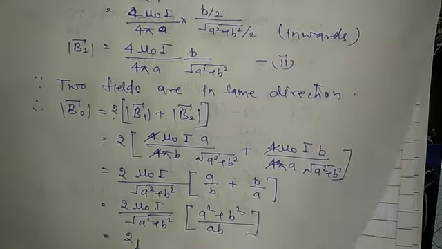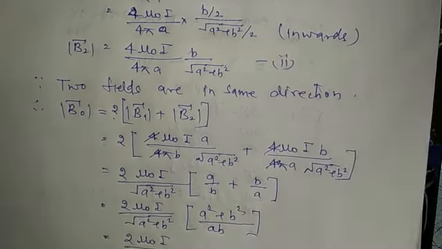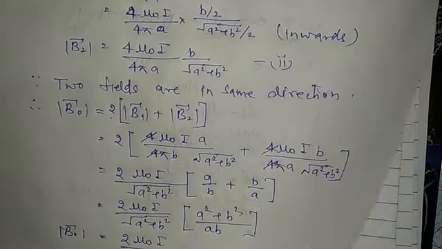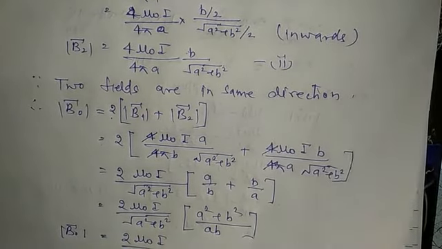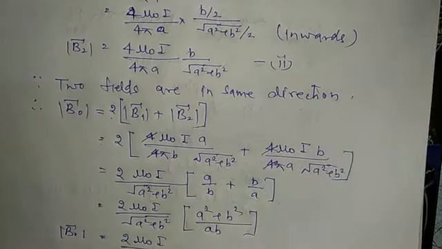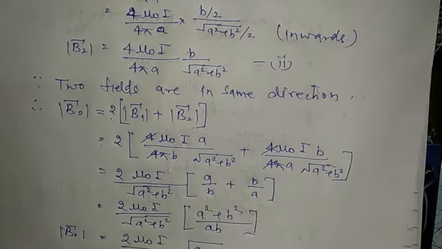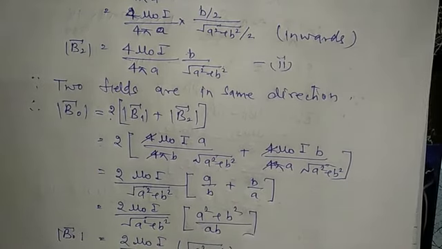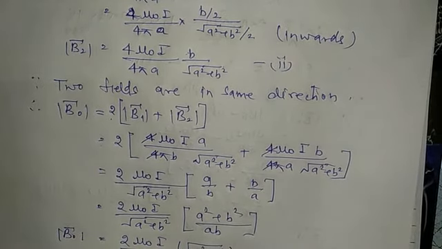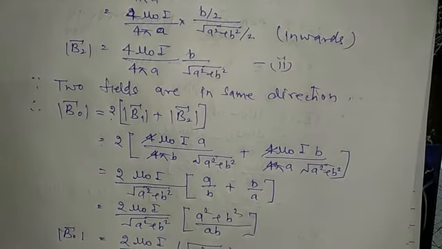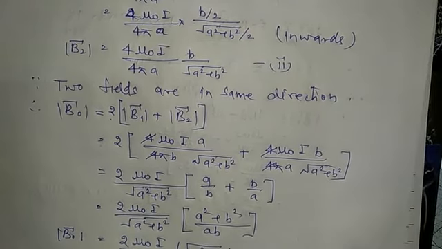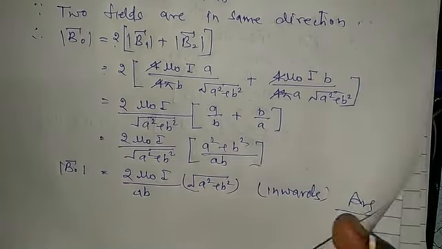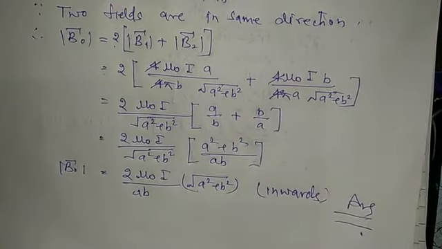So further solving, the net magnetic field at O would be equal to 2 mu naught I upon ab root a square plus b square, and the direction would be inward. So here is the solution. I hope it has been clear to all.